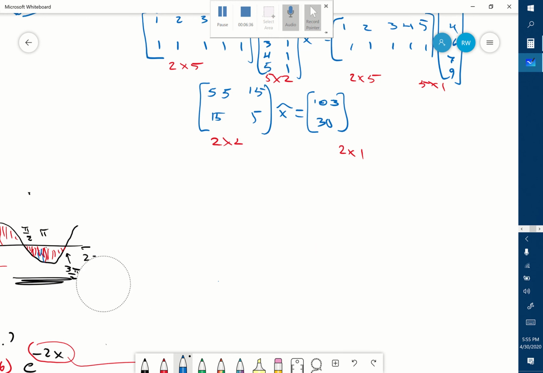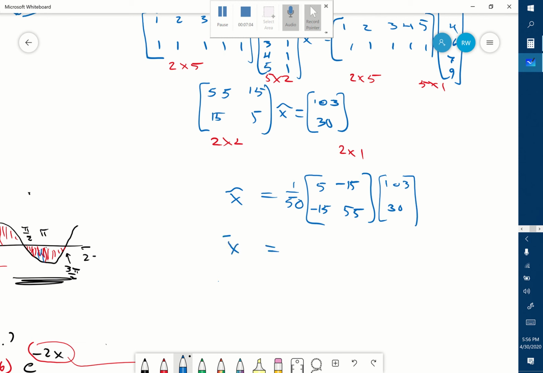Anyway, to solve this, I just took the inverse on the other side, and it ended up being 1/50th, then 5 and 55 switch places, and change the signs as usual, for the inverse of a 2 by 2, times 103 and 30. You do all that math, and I won't bore you with all the sweaty details, but what we end up with are the numbers. Let's see what I got. 1.3 and 2.7.